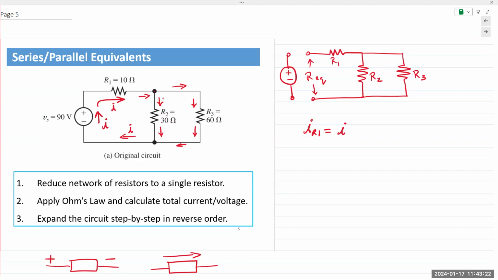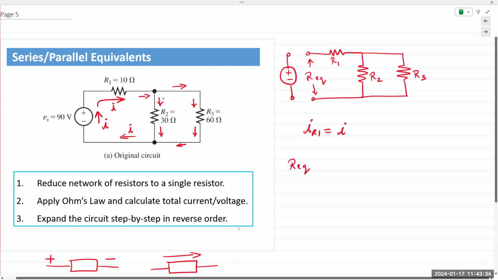Okay, let's go back to our REQ. The farthest end, R3 is in parallel with R2, which would then be in series with R1.